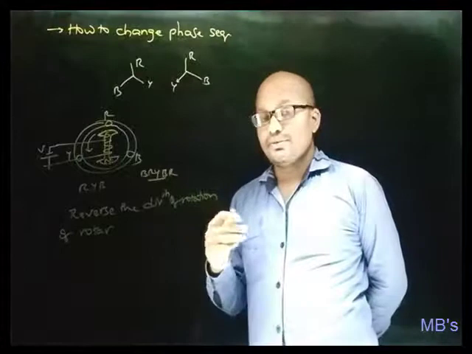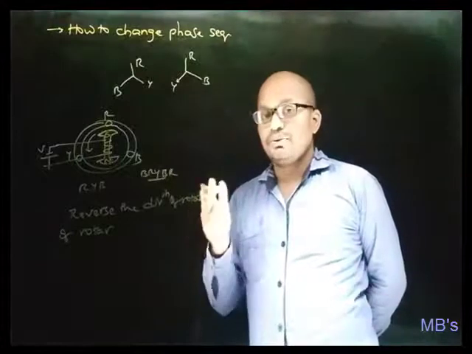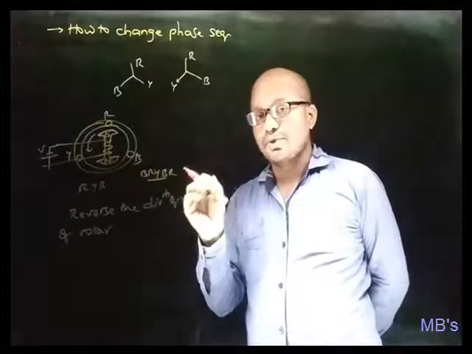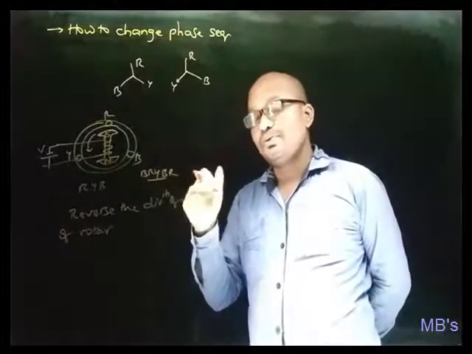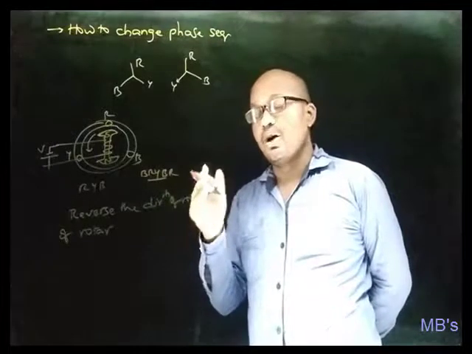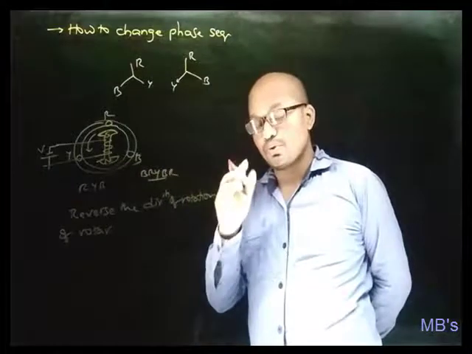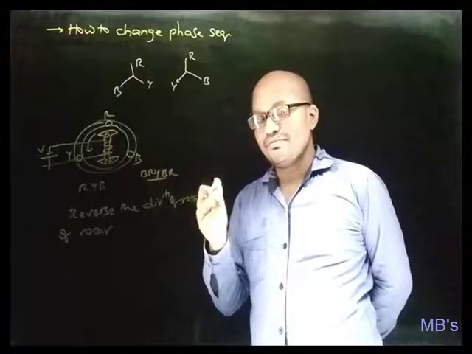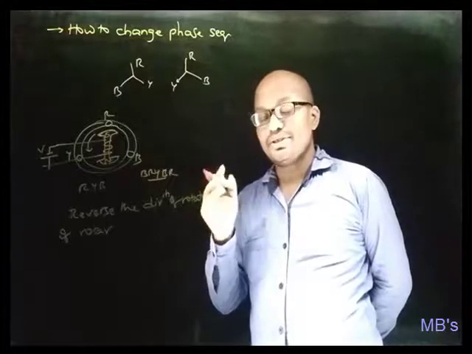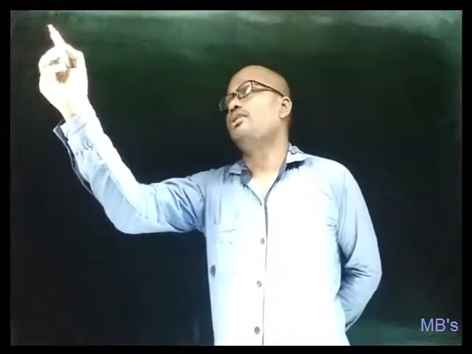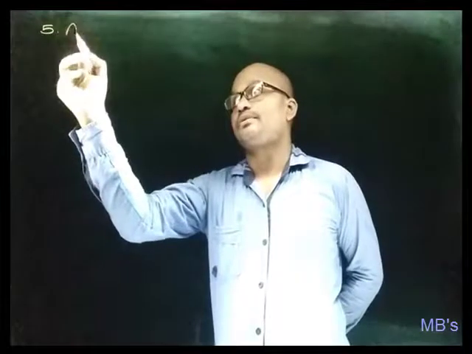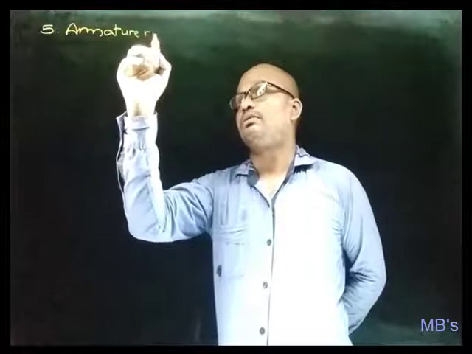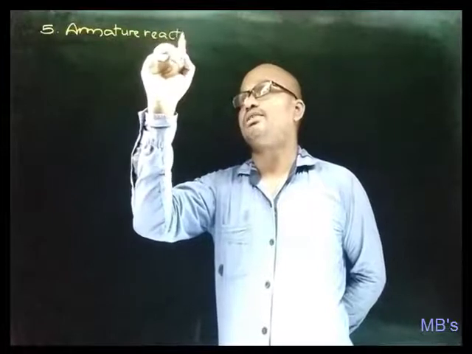Similarly, in the case of synchronous motors, to change the direction of rotation, the direction of rotation of the rotor is independent of the field current direction. Then how to change the direction of rotation of a synchronous motor? Simply change the phase sequence. By changing the phase sequence, you can reverse the direction of rotation of synchronous motors. Now the other content of this video is armature reaction.